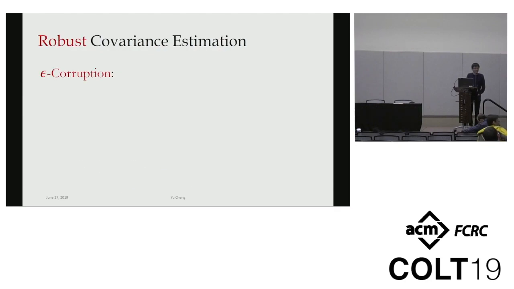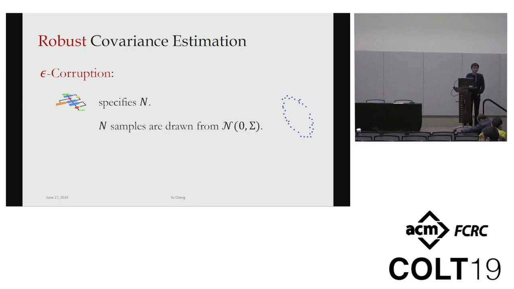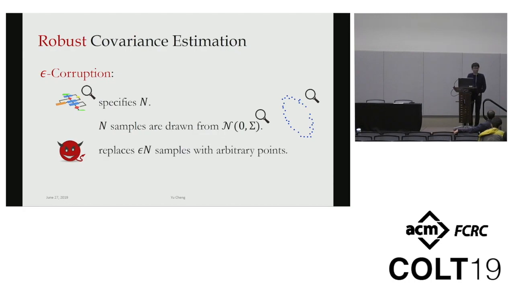Now an adversary shows up, and this is formally the model we consider in the paper. The algorithm first specifies a sample complexity n, and then n samples are drawn from this true distribution, in this case Gaussian. The adversary looks at everything: the sample, the ground truth, and the algorithm. Then it changes 1% of the samples. The goal is to robustly estimate the covariance given this corrupted set of samples.